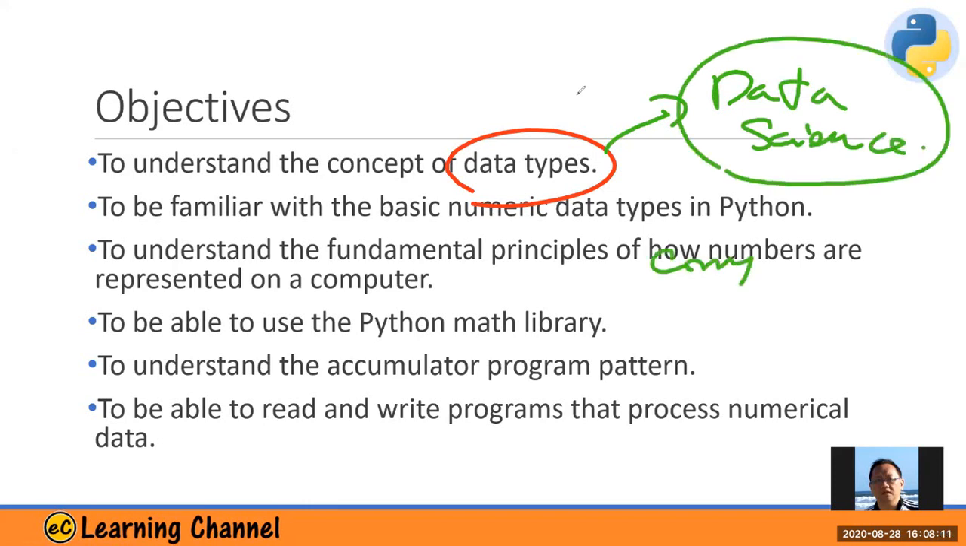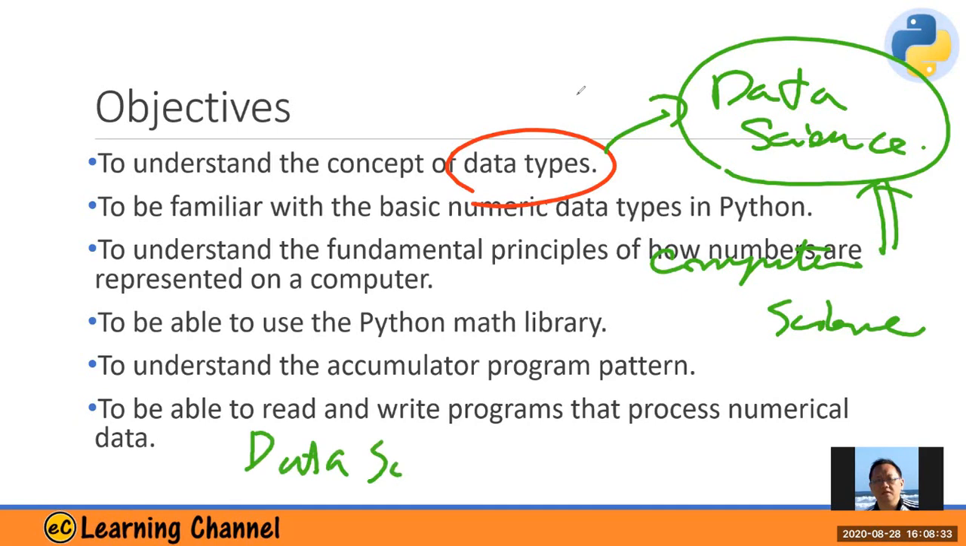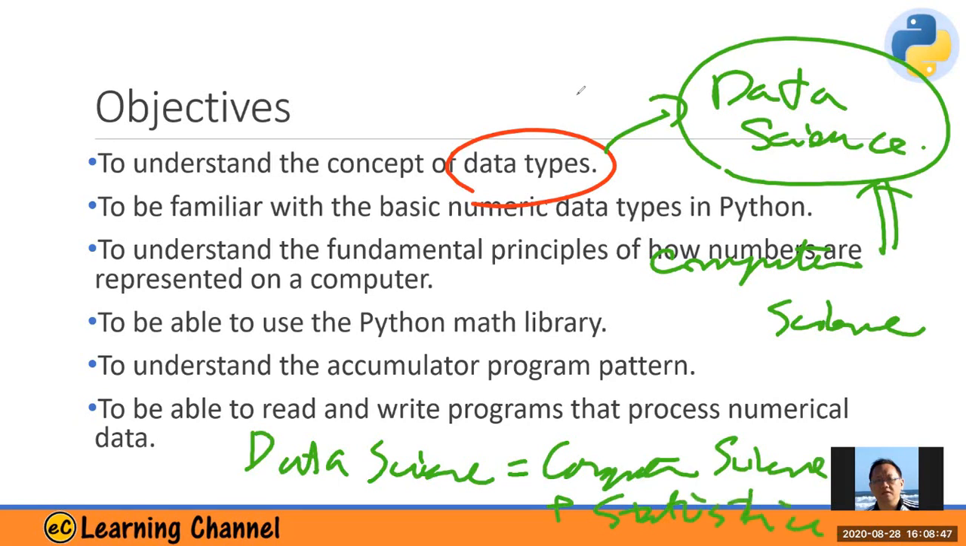We used to study computer science, but now we have a new term called data science, and data science is becoming a new emerging major in college. Some people major in data science, and data science is equivalent to computer science plus statistics. Basically, you collect data and analyze it. It's called data science.